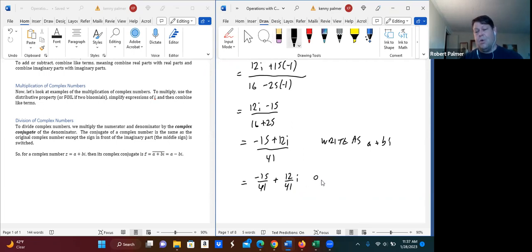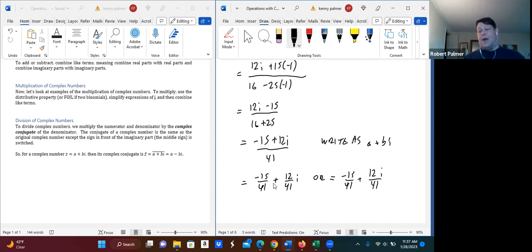Or it can be written as negative 15 over 41 plus 12i over 41. That's also perfectly fine. But often it's written the other way. So here, this is our real part, and what's in front of the i is our imaginary part. And also, we want to simplify if we can. In this case, we can't simplify anything with 41.